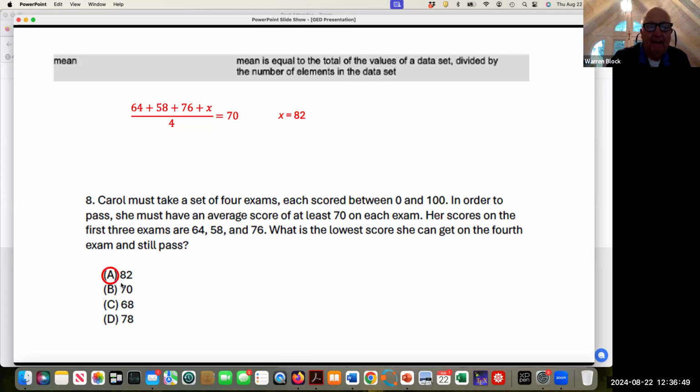So from the basis of the scores, you're going to need a score higher than 70, because 64 and 58 are 6 and 12 less than 70, and 76 is 6 more. So you're going to need a lot more points, and that's 82.